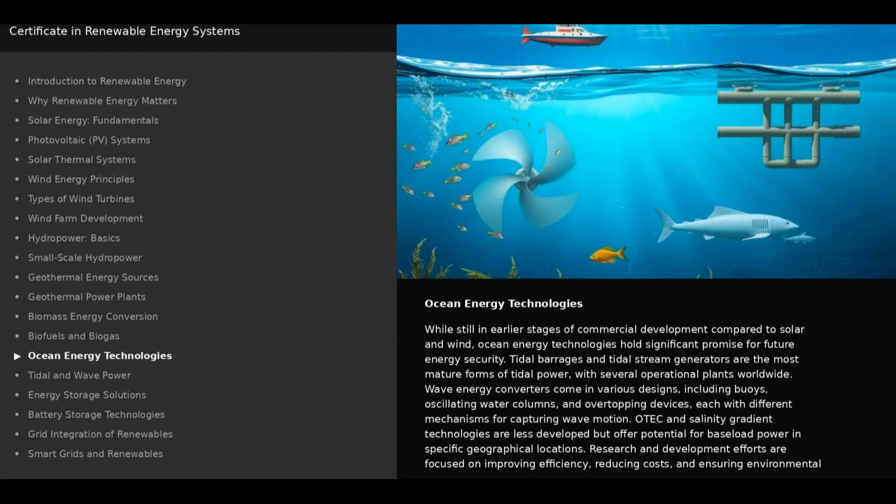While still in earlier stages of commercial development compared to solar and wind, ocean energy technologies hold significant promise for future energy security. Tidal barrages and tidal stream generators are the most mature forms of tidal power, with several operational plants worldwide. Wave energy converters come in various designs, including buoys, oscillating water columns, and overtopping devices, each with different mechanisms for capturing wave motion.